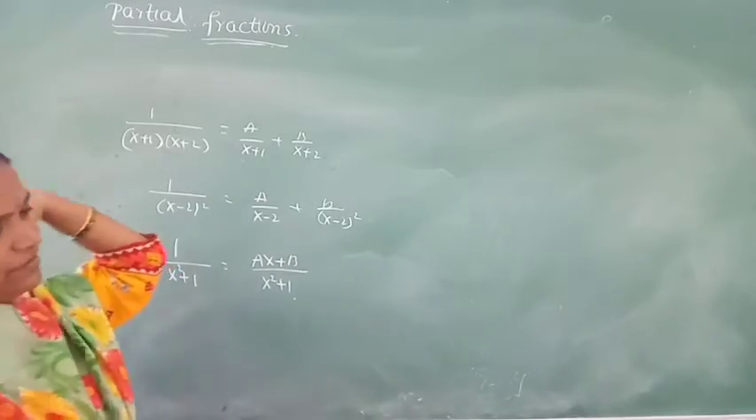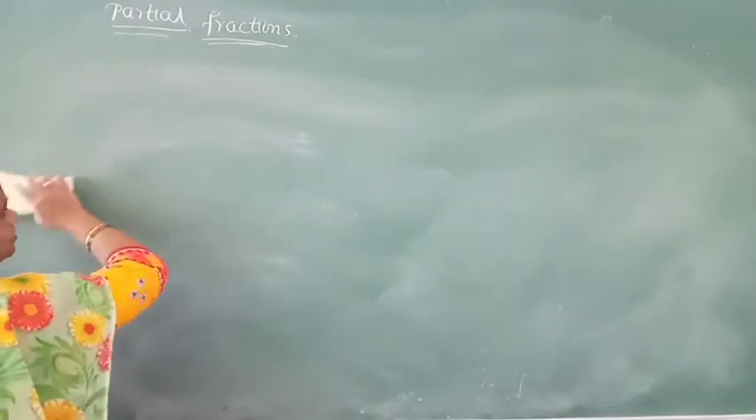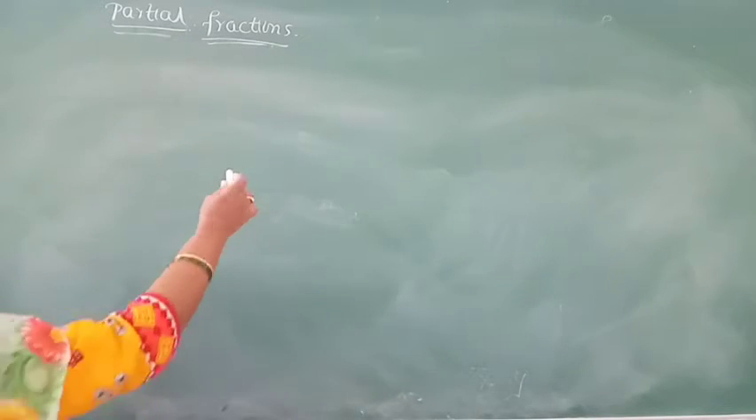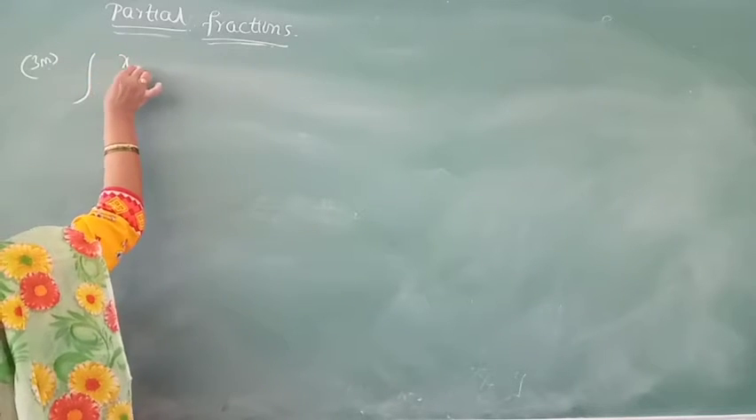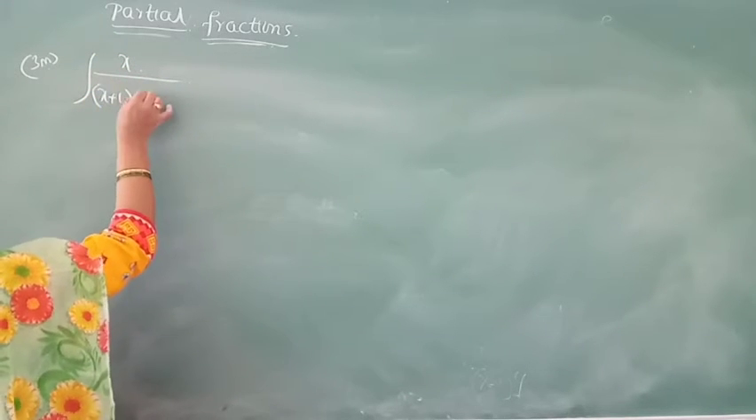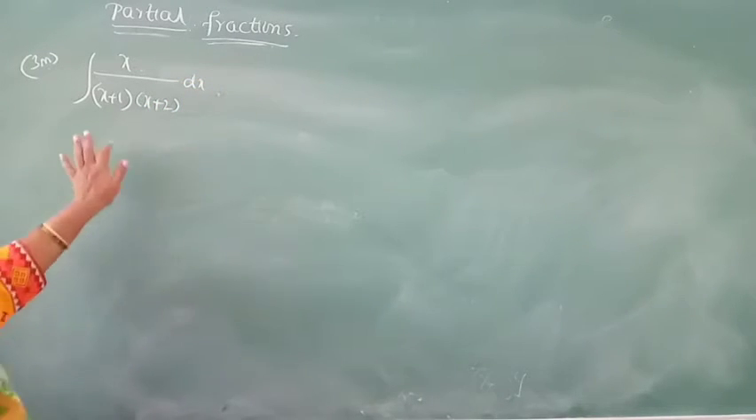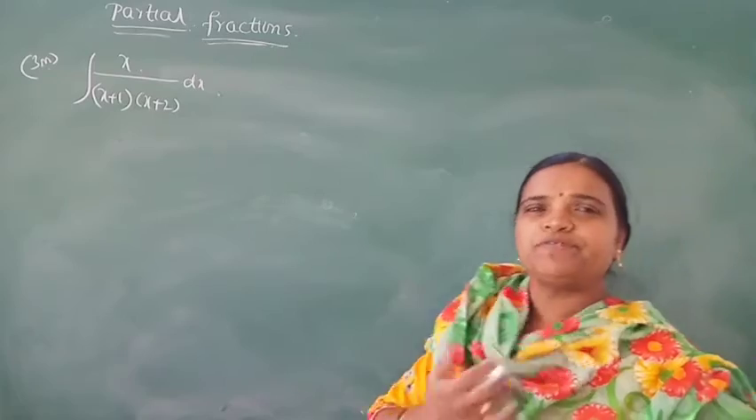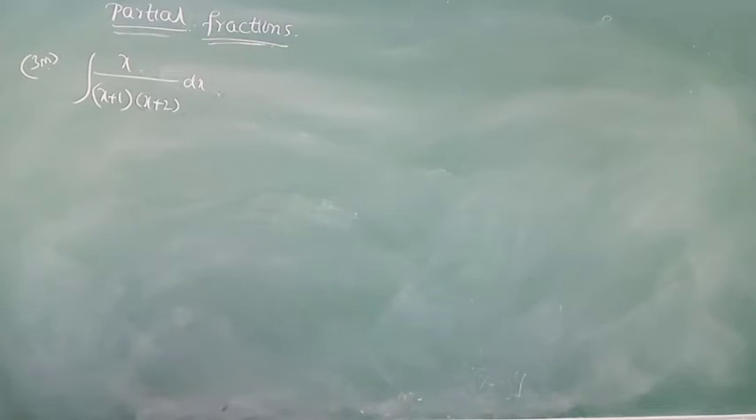These are the three rules: non-repeated, repeated, non-factorizable quadratic factor. By knowing this, now I will take examples. Such examples are usually asked in the exam for 3 marks. Partial fraction based examples are 3 marks, usually 99% they will give a 3 marks question. First example: integration of x divided by (x plus 1)(x plus 2) dx. Before starting, the very first step is to verify whether it is a proper fraction or not. The partial fraction exists if and only if it is a proper fraction, otherwise no.